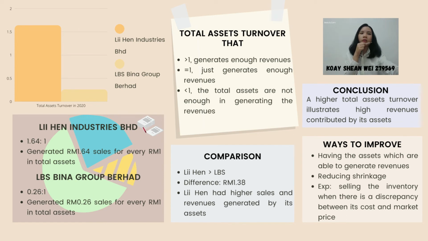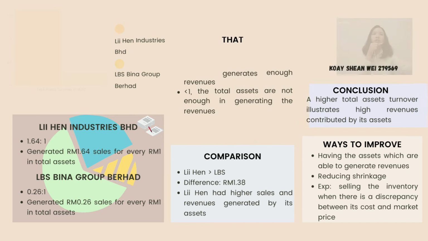So this means that the sales and the revenues generated by its assets for Li-Han Industry Berhad were higher than LBS Bina Group Berhad. In conclusion, a higher total asset turnover illustrates that the company has high revenues which are contributed by its assets. We can improve our total asset turnover by having assets which are able to generate revenues, and we can also reduce shrinkage.